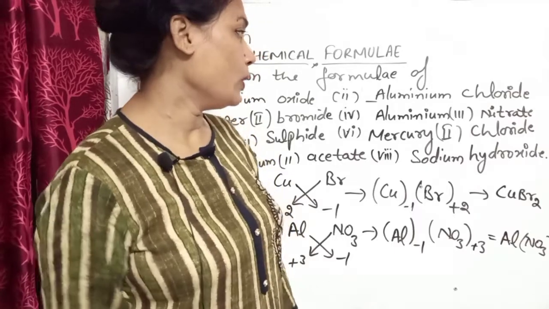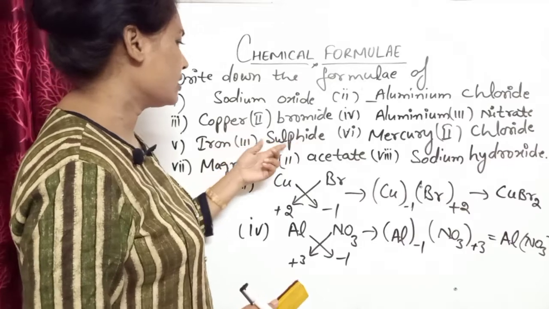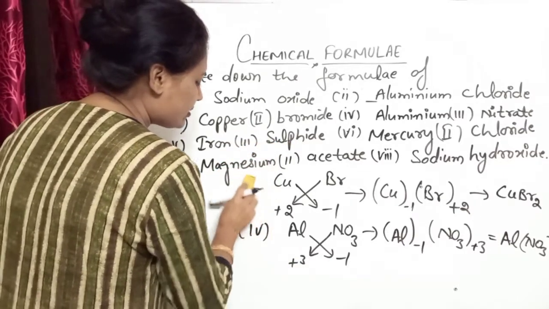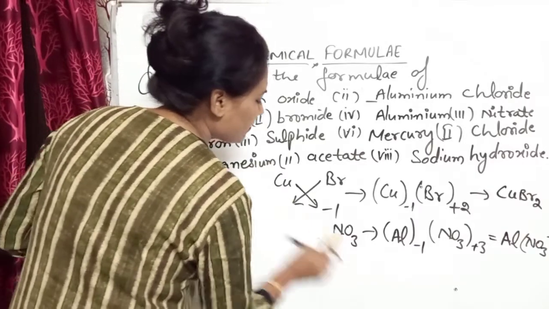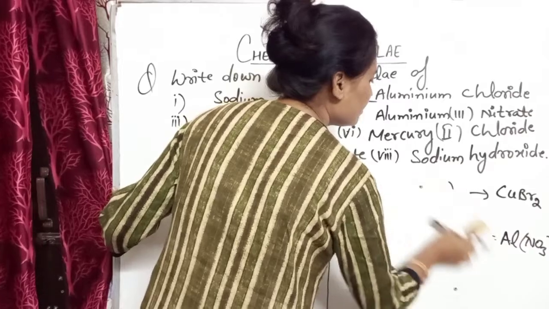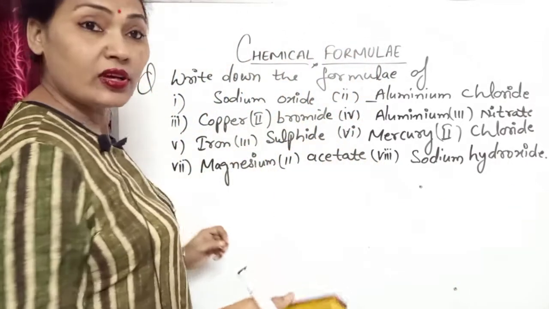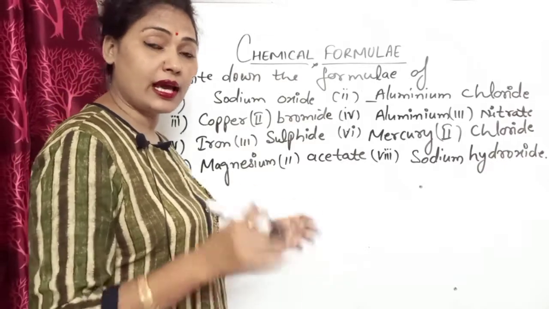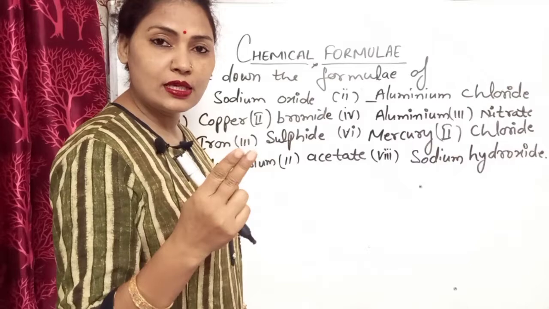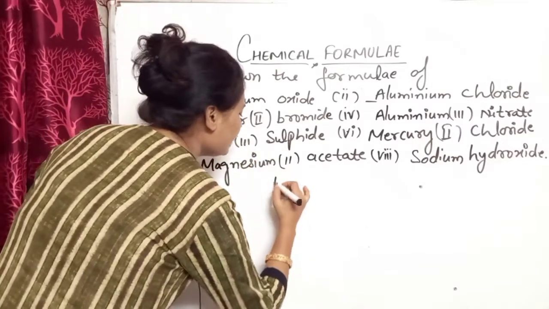Okay. Now we can take another formula, that is iron(III) sulfide. Got it? So please write it. Now we can take another formula, that is iron(III) sulfide. I have told you that iron also has variable valency, that is +2 and +3 valency. So we can take the iron, Fe.